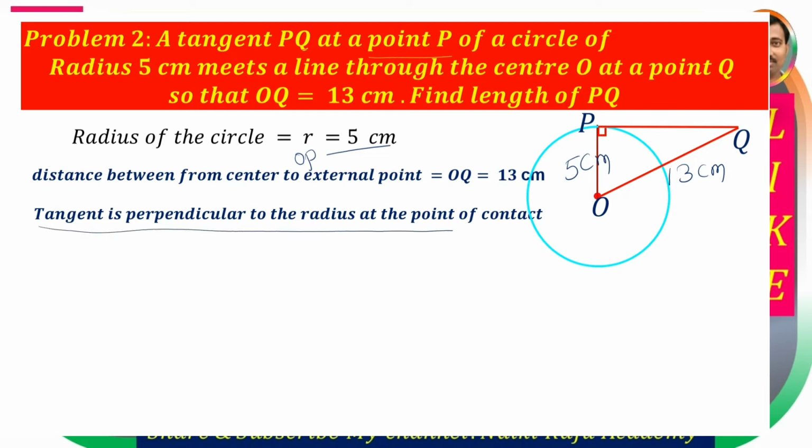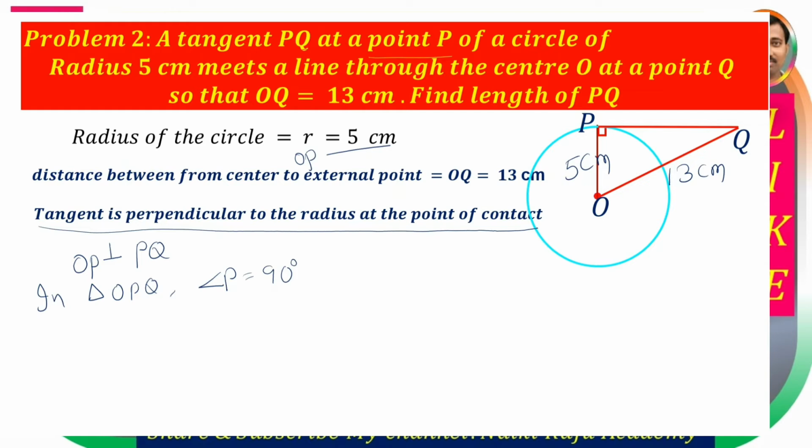Tangent is perpendicular to the radius at the point of contact. So OP is perpendicular to PQ. Then in triangle OPQ, angle P equals 90 degrees. So this one is the right angle triangle.